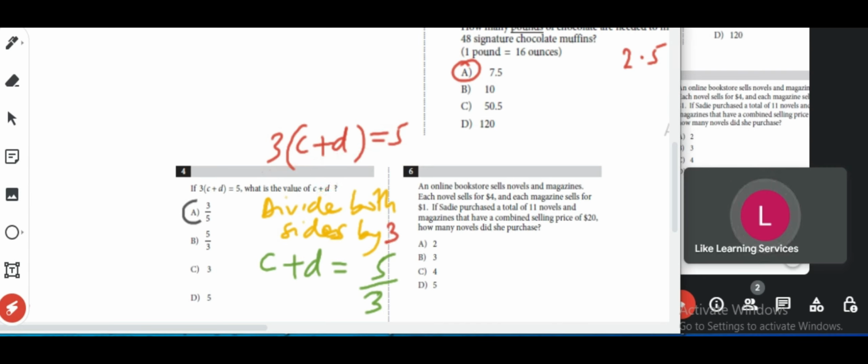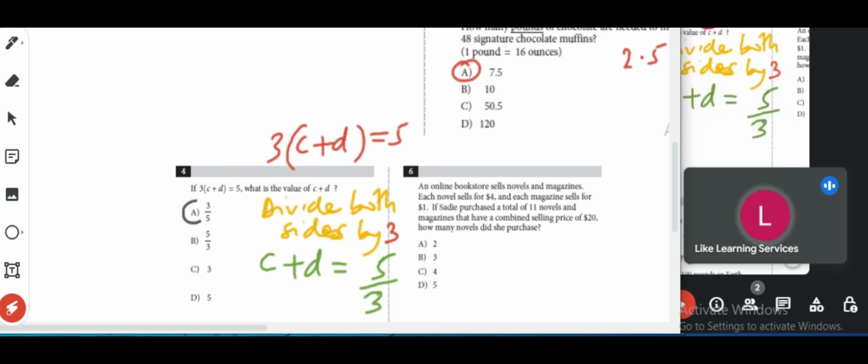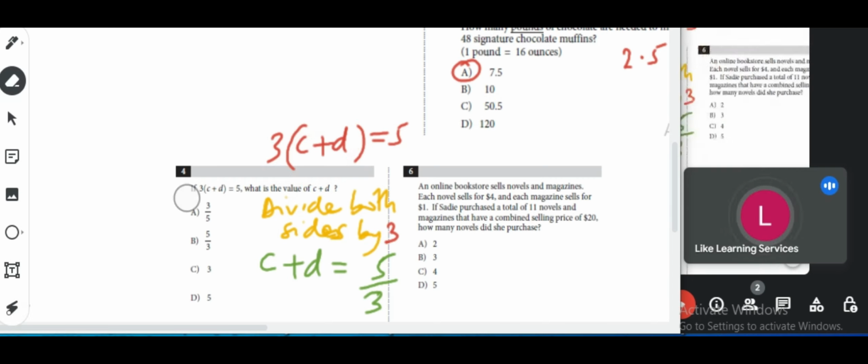So what's the correct option? 5 over 3. But did you understand what I did? Yes. No, you divided both sides by 3, so that 3 will disappear, leaving only C plus D, right? Okay, so the correct option is actually B.